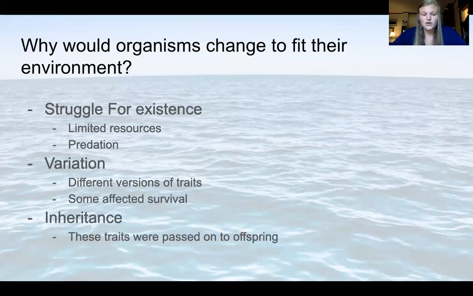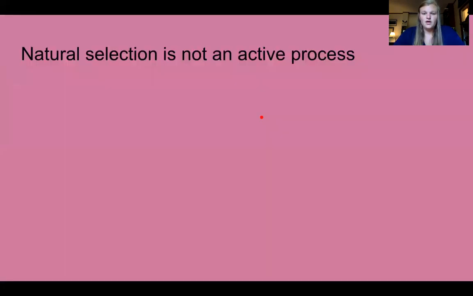The last idea that's important is that these traits must be passed on to offspring. If they weren't passed on to offspring, then it wouldn't matter who survived. If one bird survived over another, that wouldn't denote what the next generation would look like unless the traits that allowed them to survive were passed on to their offspring. And so now we've got the basis of the theory that natural selection happens because there is a struggle to survive, there's variation in a population, and traits are inheritable.